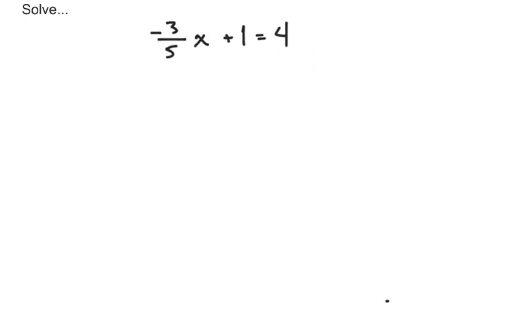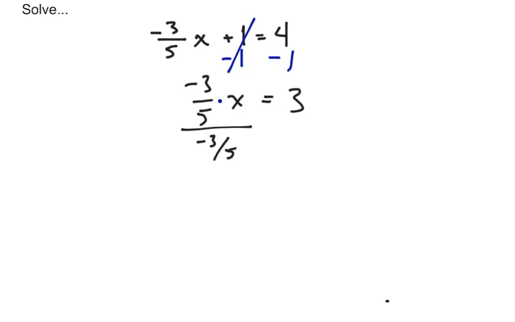A little bit harder. What about when we've got fractions in there? Still, get rid of the adding and subtracting first. So subtract 1 from both sides, and we're left with negative 3/5 x equals 3. Now how do we get rid of this fraction? Well, what's happening between the fraction and x? It's being multiplied. So what we want to do is divide by negative 3/5, and that will make the numerator and the denominator cancel.